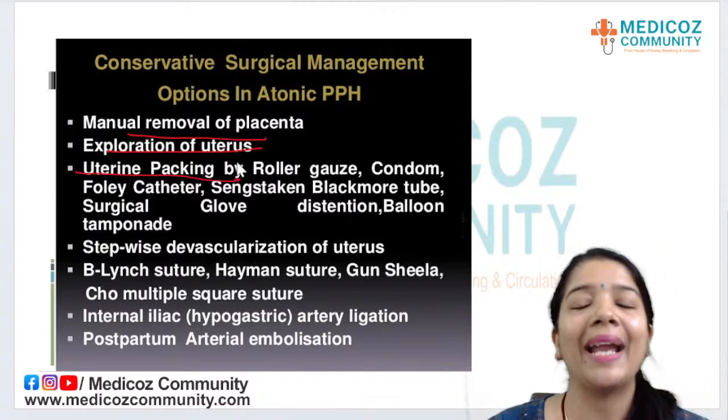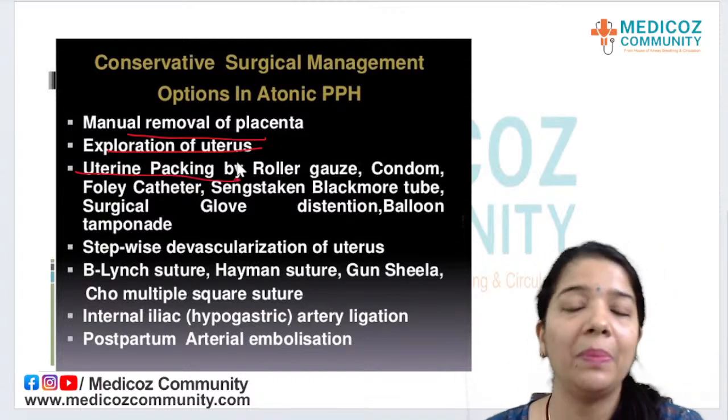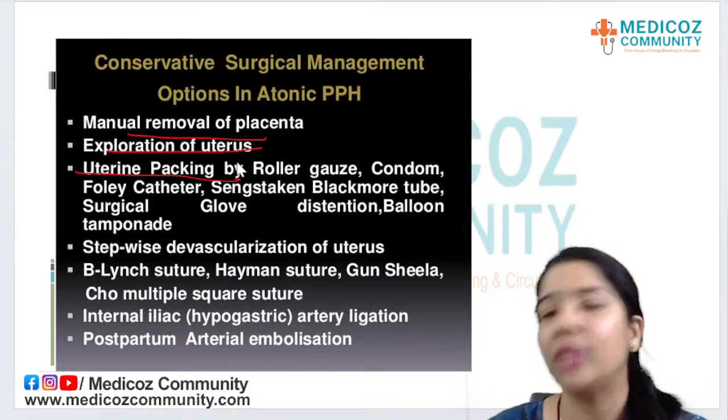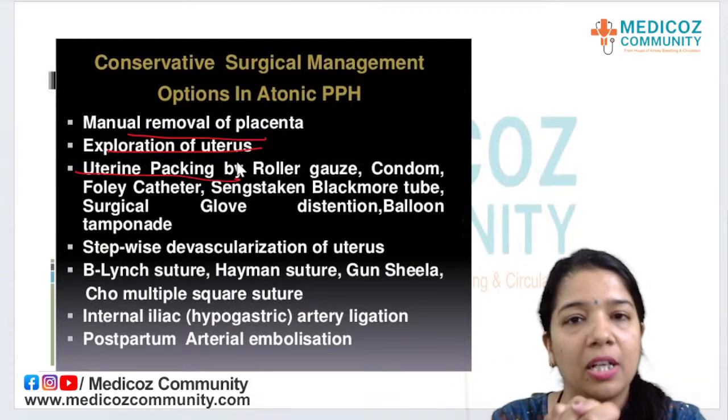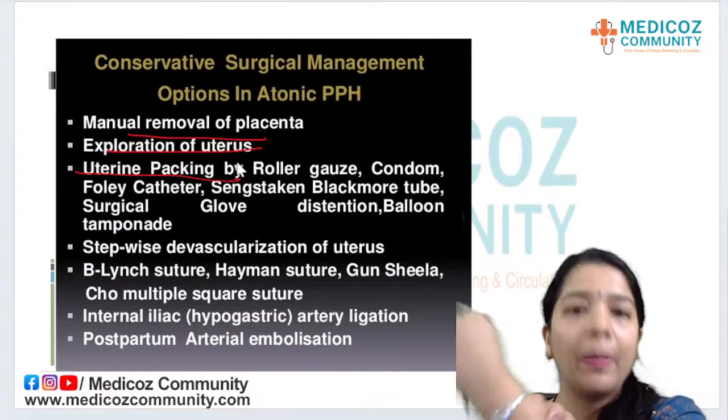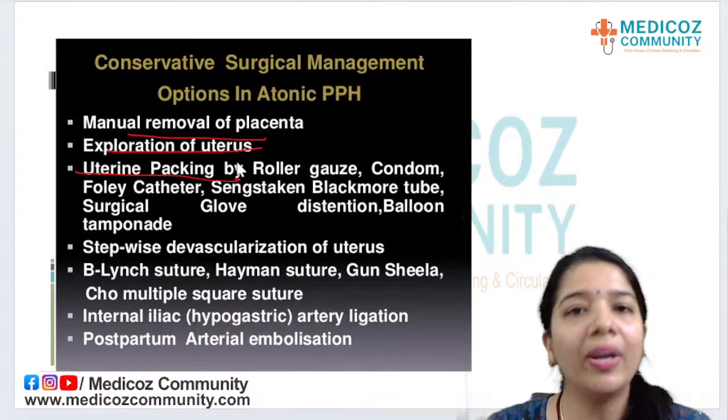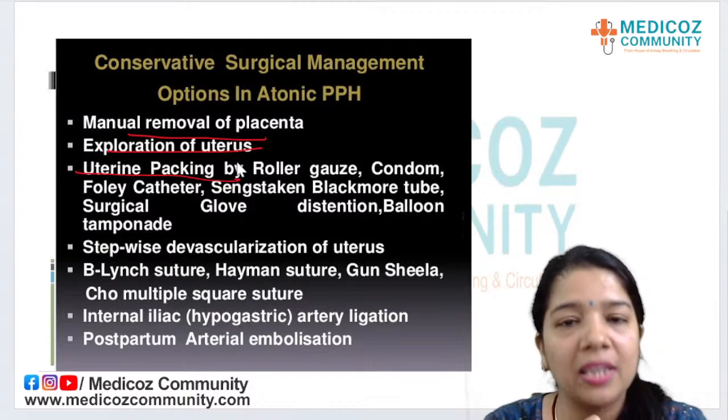See, the whole idea of managing atonic PPH is that you have to give tone to the uterus. And how do you do that? If any muscle has become loose, you will press it. When we get hurt, what do we do? We press it here, we compress it. The same we have to do with the uterus. We have to press the uterus.